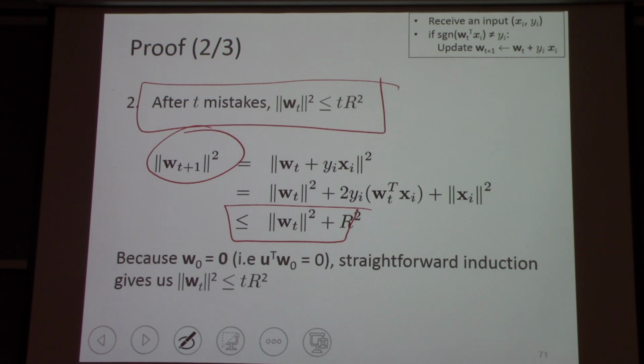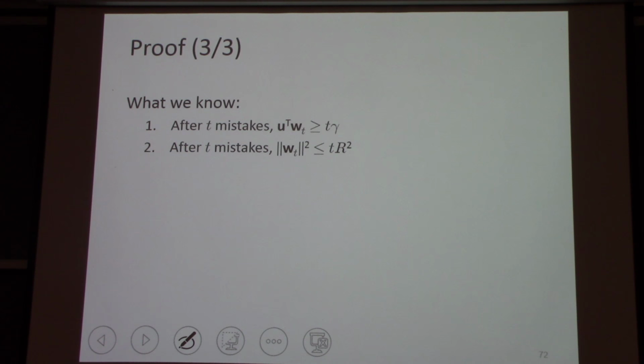So number 1 gives us a lower bound on the size of the weight vector, and number 2 gives us an upper bound. All we need is to line them up together, which is what step 3 of the proof is. To summarize, number 1 told us that after t mistakes, U transpose Wt is greater than t gamma. Step 2 tells us that after the same number of t mistakes, the norm squared of the weight vector is less than t times R squared.